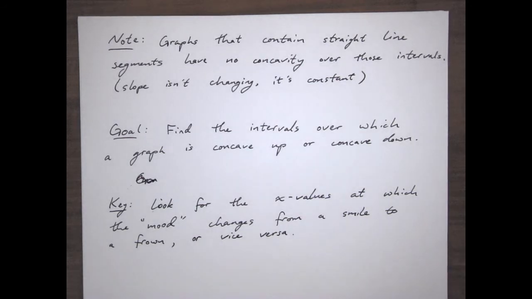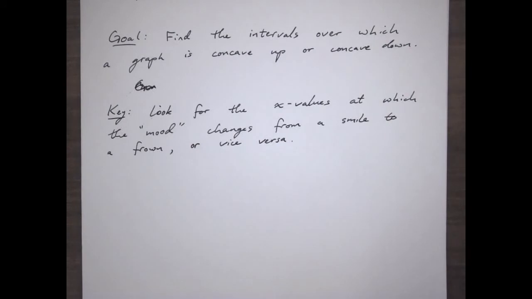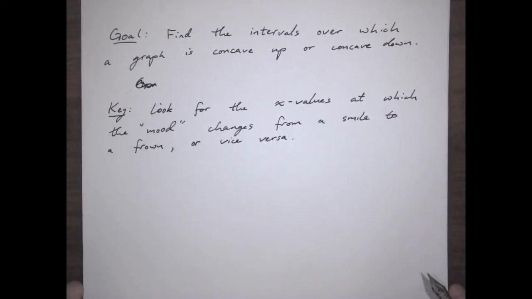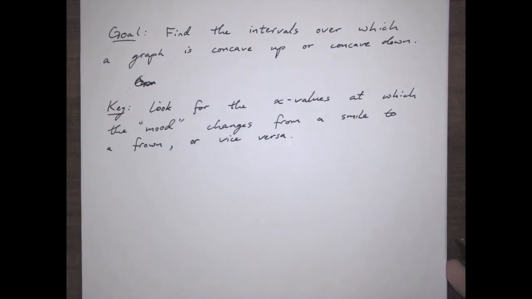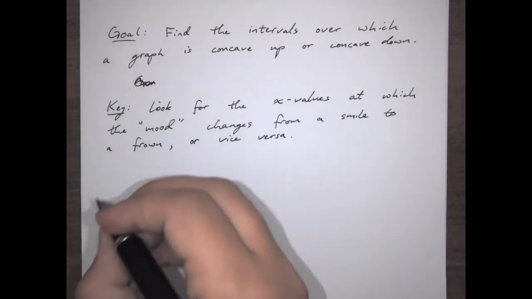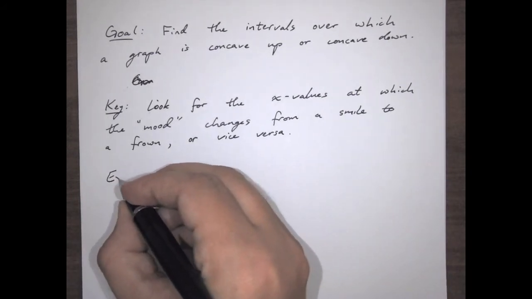If there's one thing human beings are basically made to do, it's read facial expressions. And so let's just tap into that. We'll hack our own brains and use them to help us to determine when functions are concave up or concave down. So let's try an example.